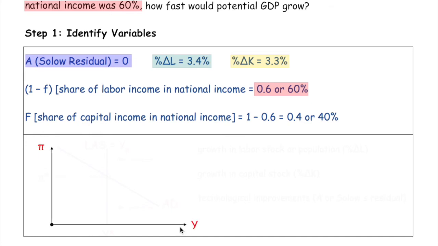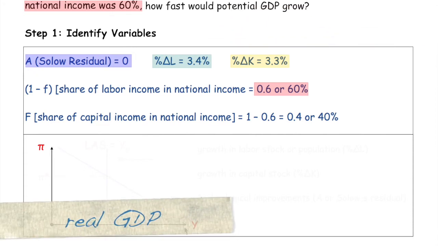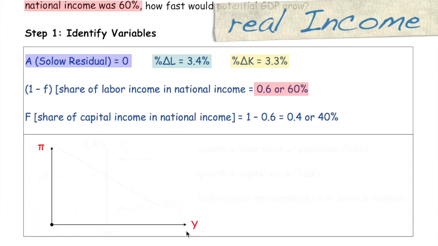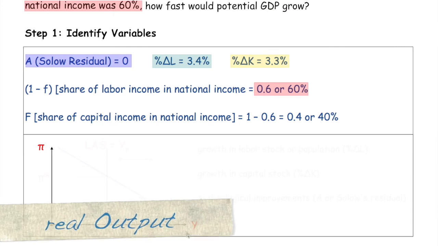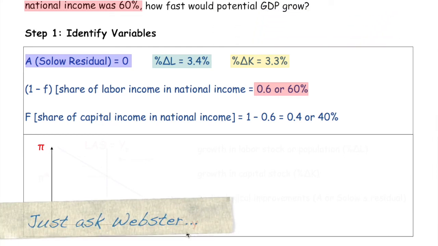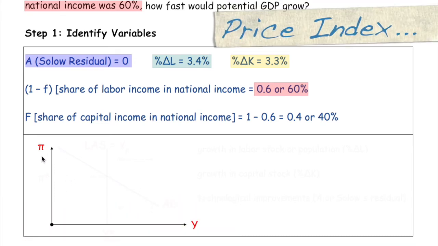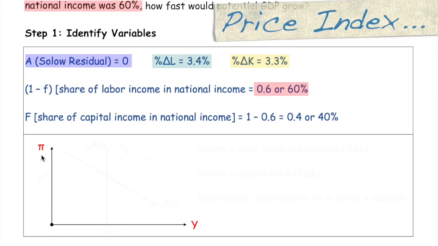And in this model, on the x-axis, we simply place Y, which is a symbol for real GDP, real income, real output, or real expenditures. These are all synonyms. And on the y-axis, we're going to place pi, which is essentially a symbol for the general price level. This is not the price of an individual good or service, but rather a price index, the general price level of all goods and services in the economy.